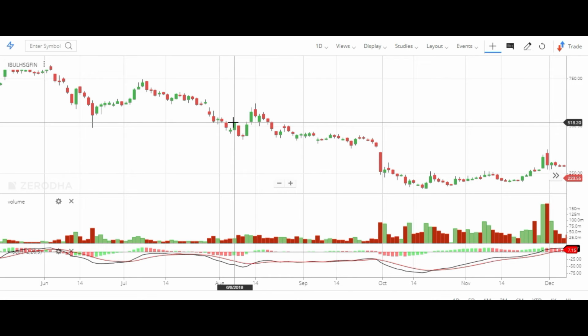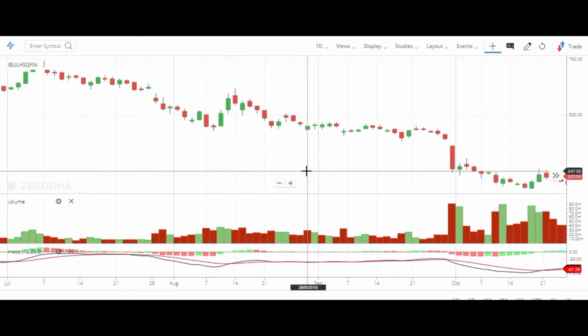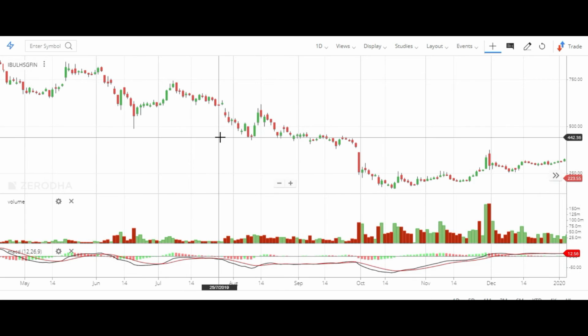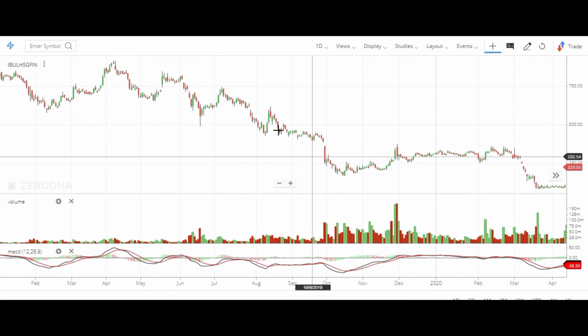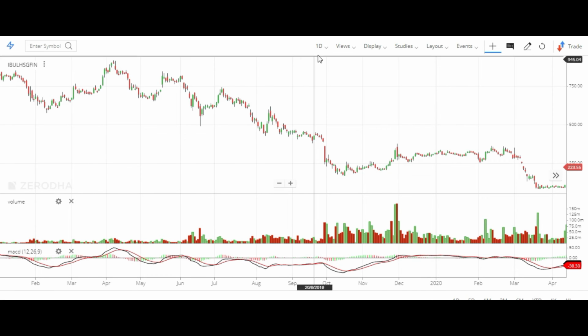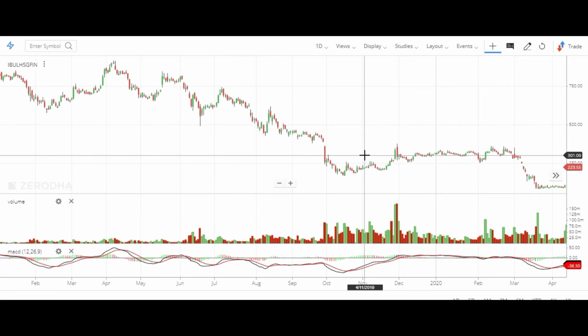This MACD indicator especially works in a trending market, right? There is a very specific reason why I have opened this particular page of India Bulls Housing Finance in a daily chart. Okay, in this beginner series, we will be talking only about the cash market. We will not even look at futures and options.